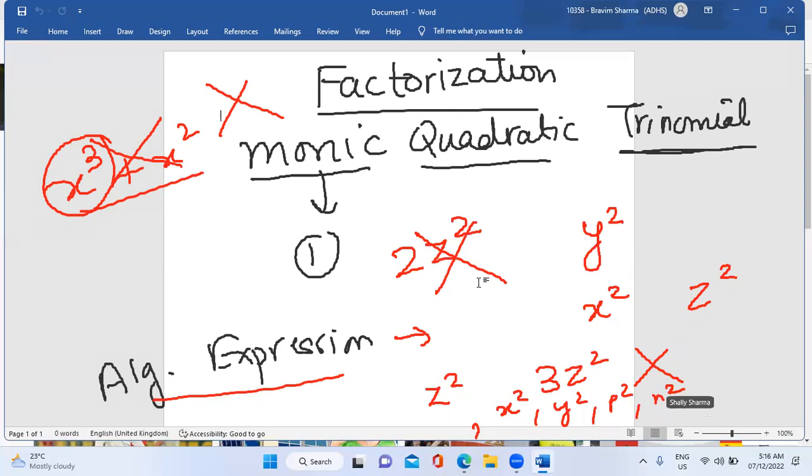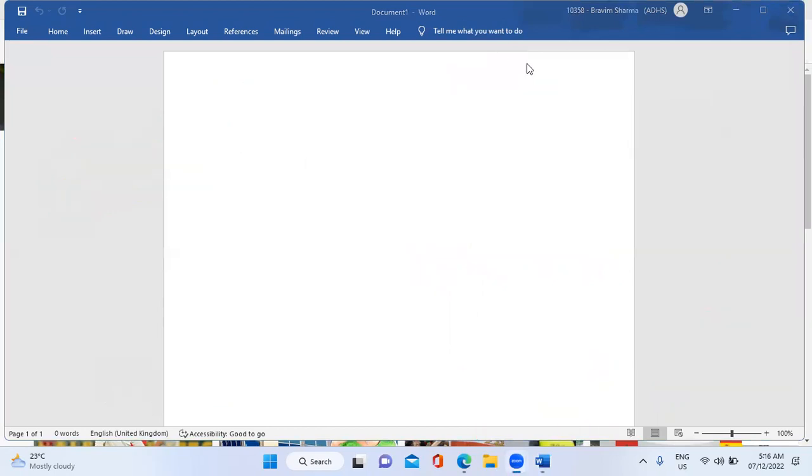Okay, so this kind of factorization we are going to discuss. I hope the definition and the process are clear. What kind of factorization are we going to deal with in today's lesson? It is for monic quadratic trinomial expressions. Then the next thing comes here: how do we factorize them?